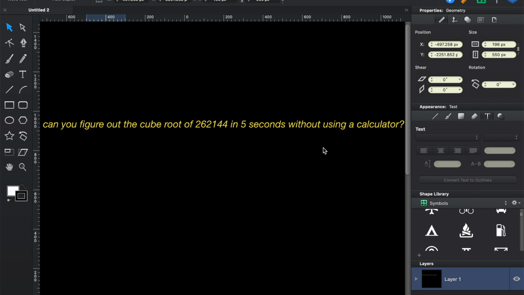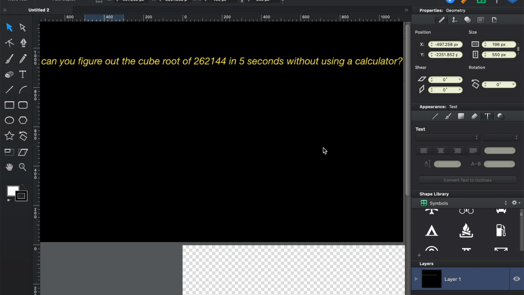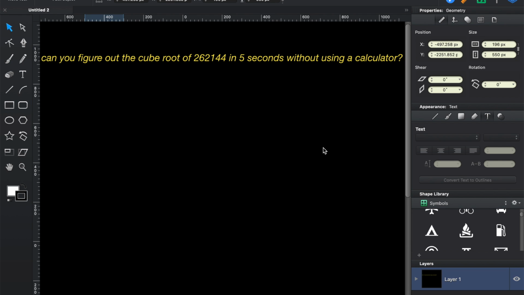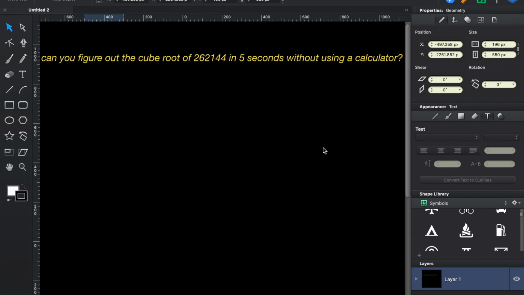Zoom out. Okay, so can you figure out the cube root of 262,144 in 5 seconds without using a calculator? I'm starting your timer of 5 seconds: 5, 4, 3, 2, 1, go! Okay, if you got that right, you should have gotten the right answer of 64. Now I'm going to show you how to do this, because I'm pretty sure you haven't got that.